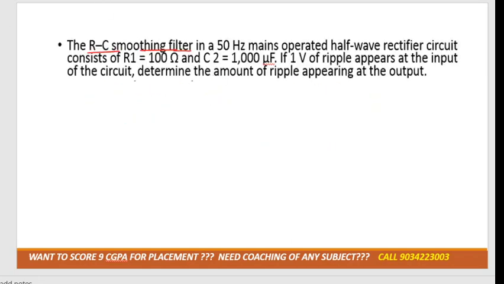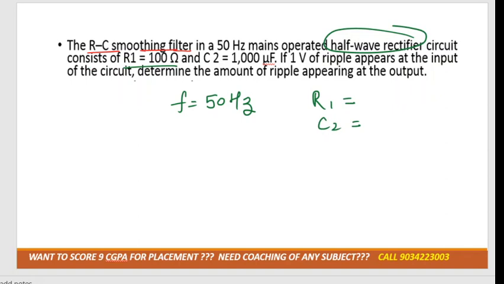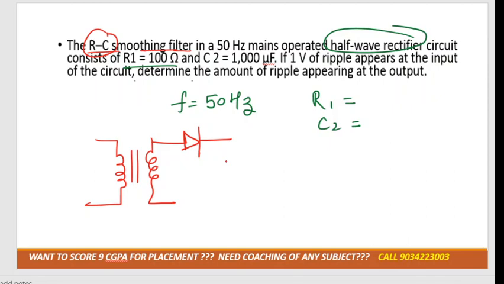So in this they said they are using an RC filter. The frequency they have given is 50 hertz. Again, they have said for the half wave rectifier, R1 they have given and C2 they have given. So let's draw the diagram based on the RC filter. As they said for the half wave rectifier, I'm drawing for the half wave. If they said for the full wave, you have to draw the diagram for the full wave.